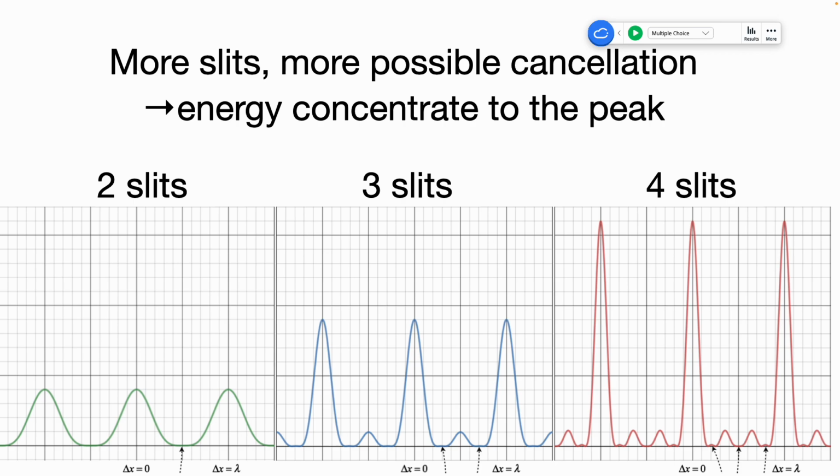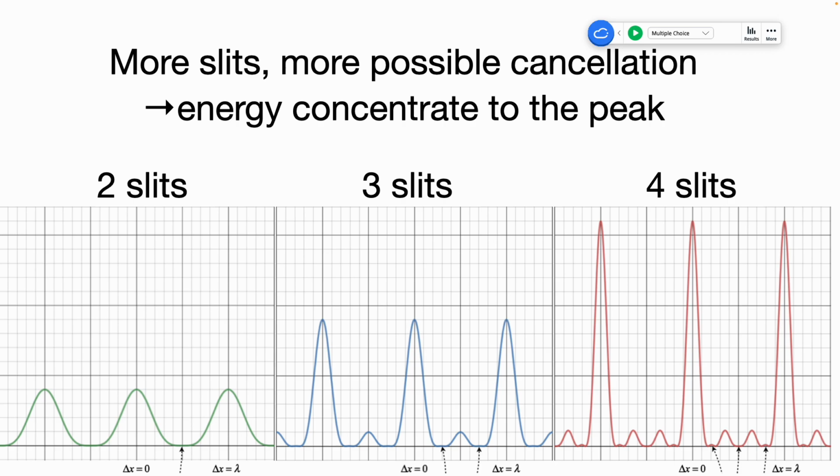3 slits give you more ways to cancel. So between the two high peaks, you will have more nodes, and that decreases the energy in this part, and that energy must go into the constructive interference peak. If you have 4 slits, then you have even more combinations to cancel between the two peaks, and that energy again must be conserved and gets concentrated into the bright peak. So as you add more and more slits, you get sharper and sharper constructive interference peaks. Okay?